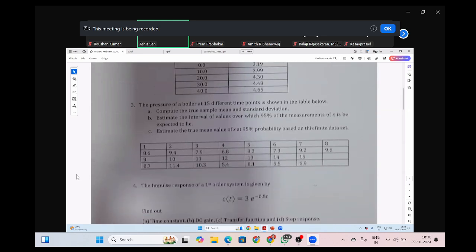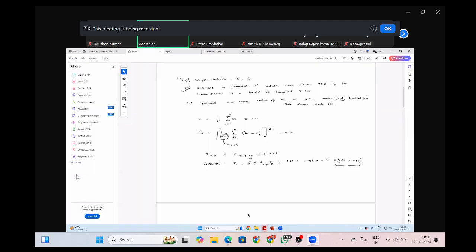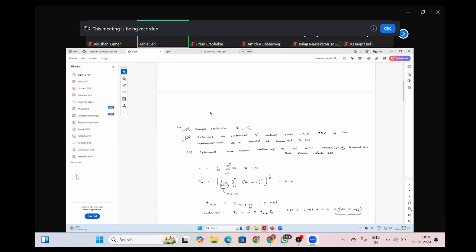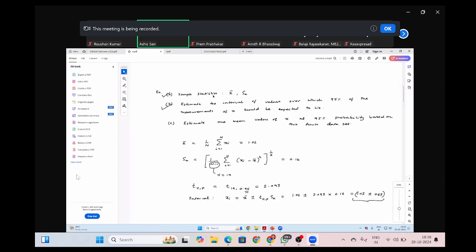Now I will move on to the third question. We had solved a very similar question in the class. Let me pull that out so that you will be able to recollect. I think it was somewhere here. Yeah. So we had solved this question where we are asked to find the mean and standard deviation, the interval, and the best estimate of the mean.